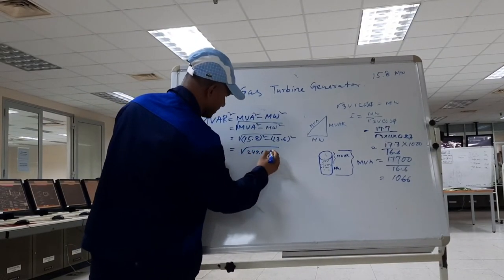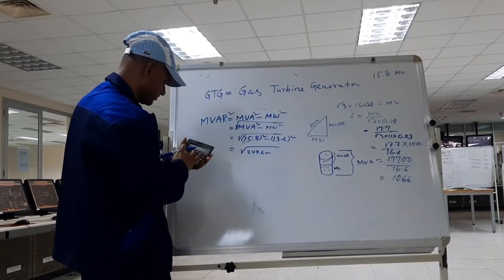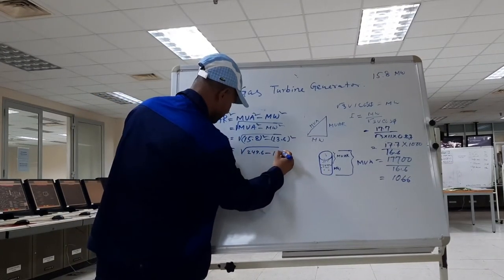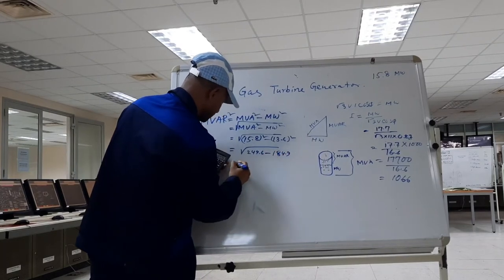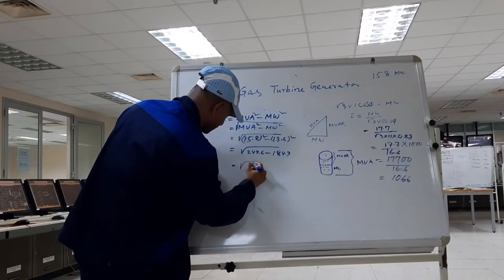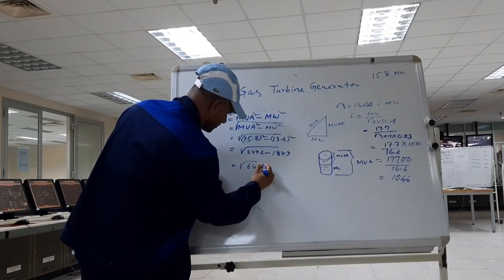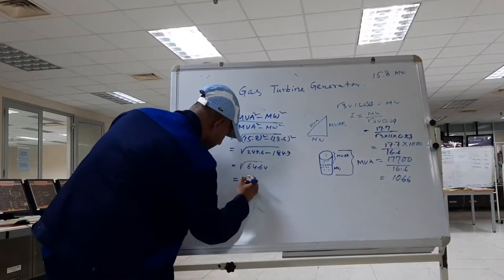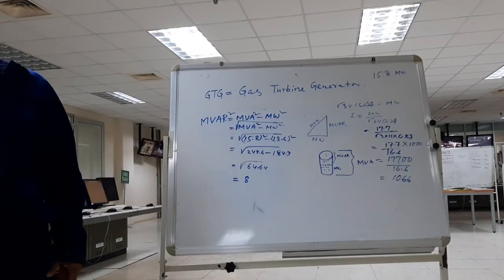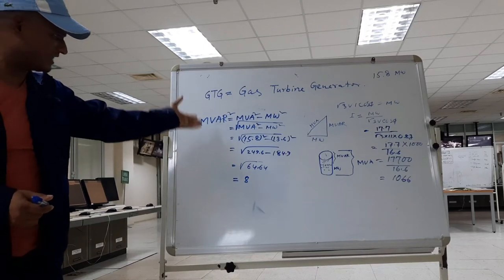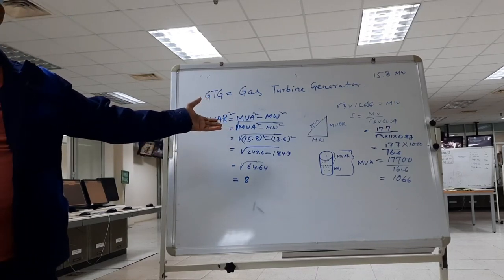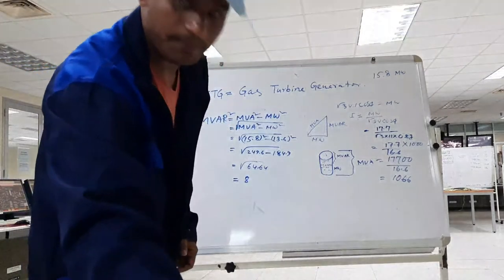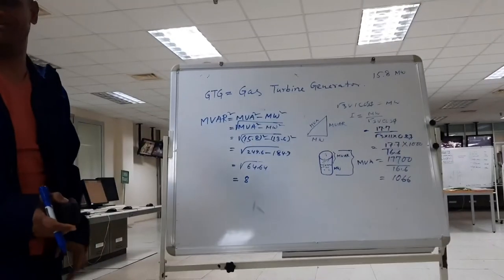15.8 square is 249.6, minus 13.6 square, 184.9. So how much is coming? 64.64. Okay, if you take the root of this, how much is coming? 8. So you see, reactive power of this GTG is 8. Yes. So like this you can find out reactive power. Also, you can use the formula root 3 VI sin phi. Sine phi is also possible, but I am trying an easy example.